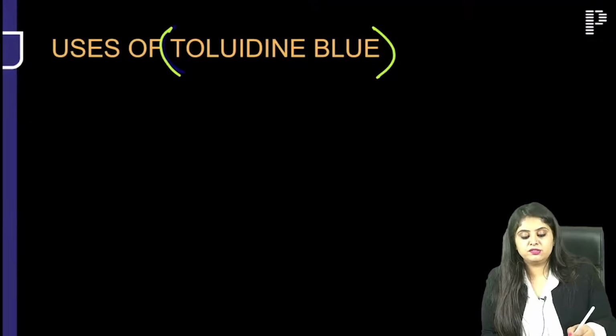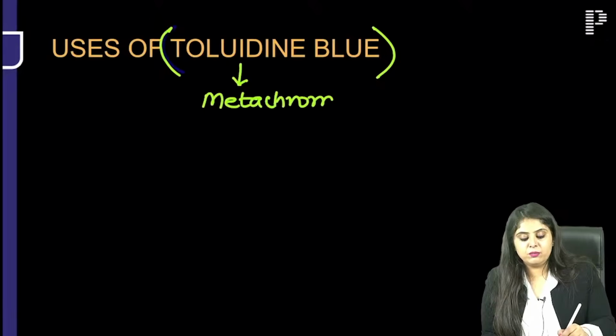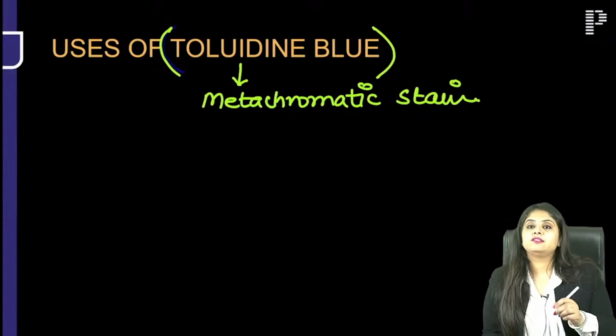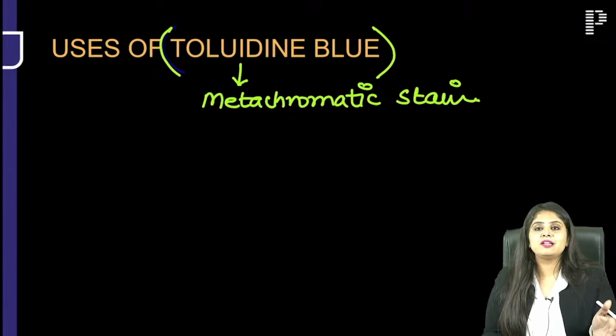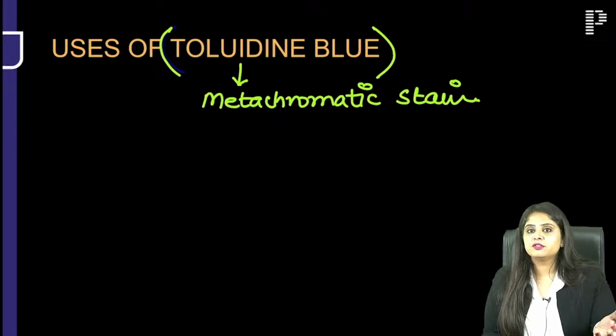Now I'll tell you a story. Toluidine blue is a metachromatic stain. You will not understand like this. I will give you a real life example. How many of you passed first prof, you have passed few months of second prof.